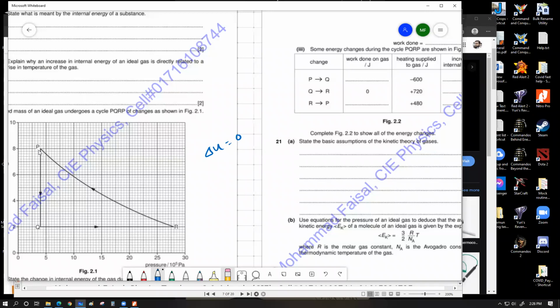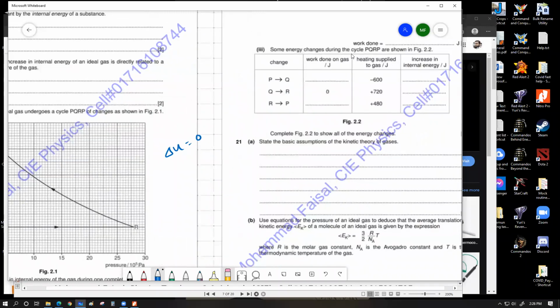This concept is very important for our further mathematics, because have a look over here, let's say we are going to fill this up. The question says some energy changes during the cycle PQRP are shown in figure 2.2, and we have to fill this up. Complete figure 2.2 to show all the energy changes.